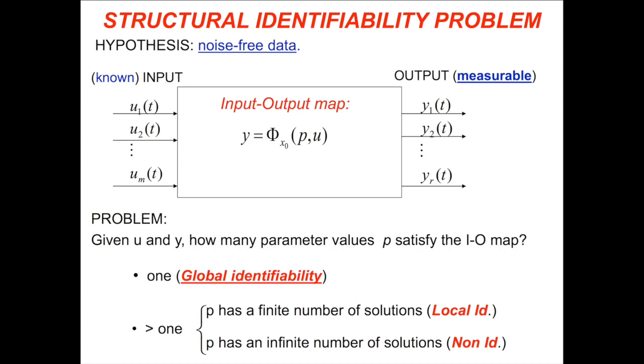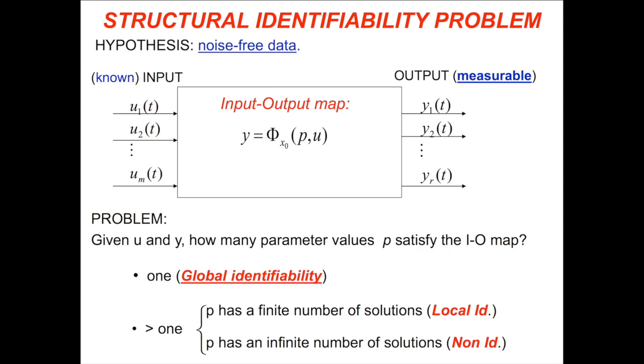So the problem is, given the model structure and given U and Y, how many parameter values P satisfy this input-output map? Structural identifiability deals with the uniqueness of parameter solutions, the theoretical uniqueness of the parameter solution of a dynamic system associated with a given structure.